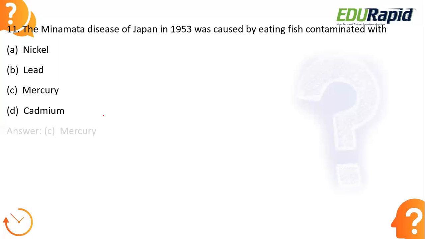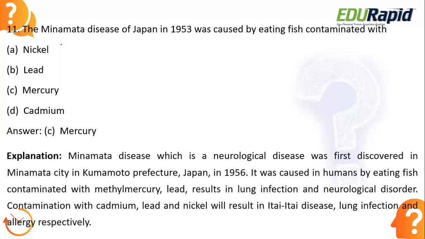Here the right answer is option C, mercury. Minamata disease is all because of the presence of mercury in our body, specifically in Japan, in the year 1953. So most of the people started dying because of this Minamata disease. It's all because they started eating raw fish, which was contaminated with mercury. And if this mercury content enters our body, it can cause a disease called Minamata.